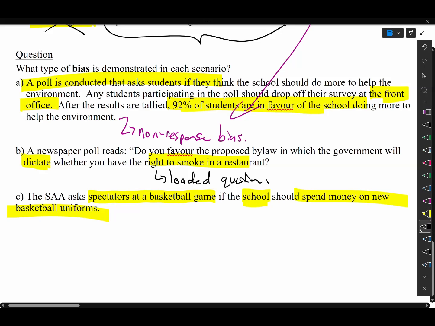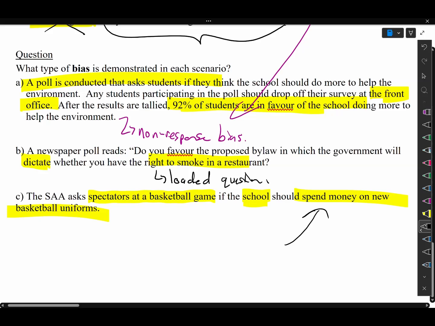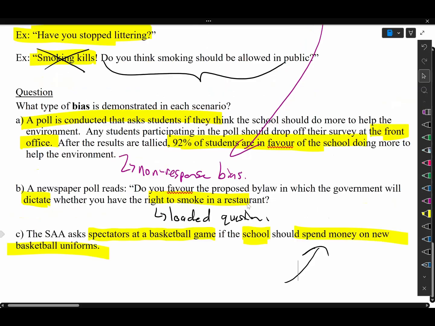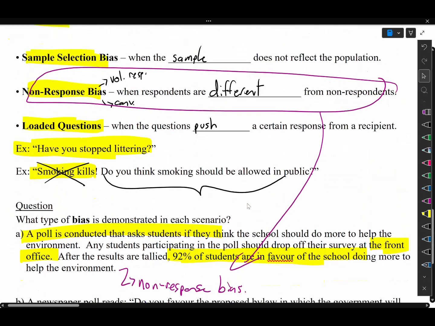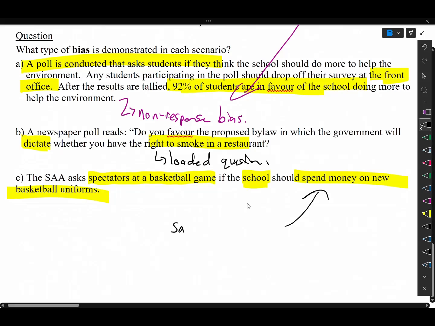Those folks who care most about basketball are going to be the ones at the basketball game. They're more passionate about this, right? Because they differ in that way, they are more likely to say, yes, we should spend more money on new basketball uniforms, and those who don't care about basketball are not going to have the opportunity to respond. So in this case, we're working with some sample selection bias. There's an issue with how we conducted our sample.